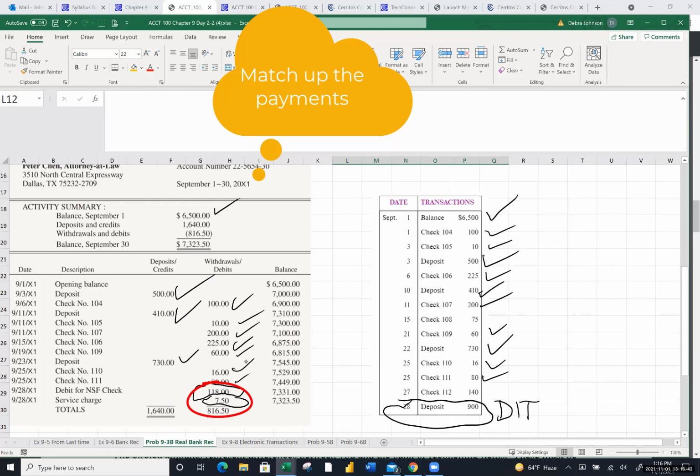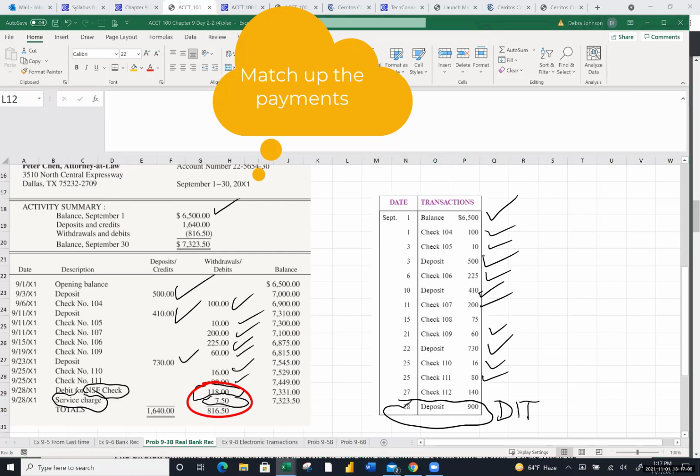This first one is an NSF check. So that's a customer who gave us a check. We put it into our bank account and now all of a sudden it's bounced. And this service charge is an amount that we didn't know about that the bank's taking out of our account. Those are reconciling items, so they're circles right now.